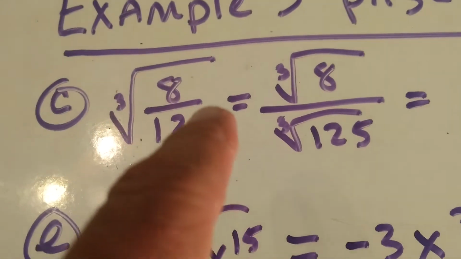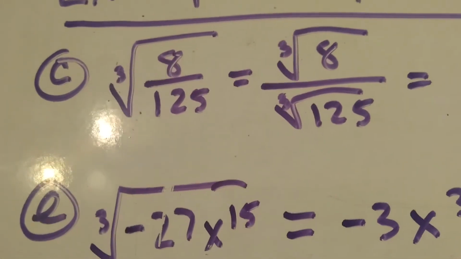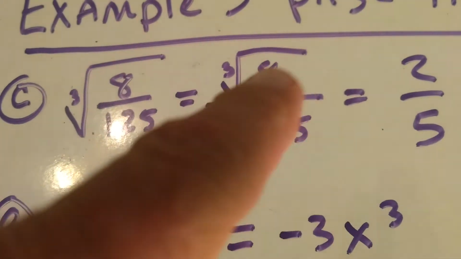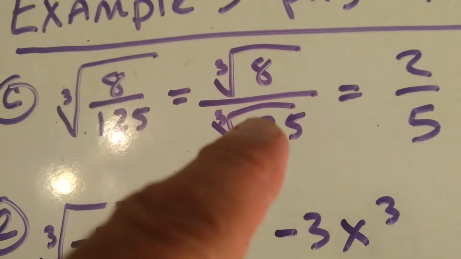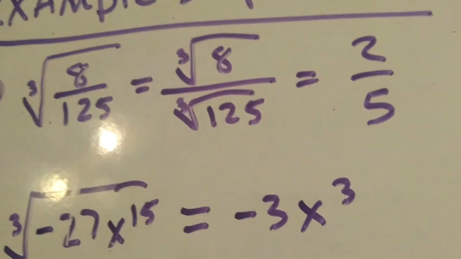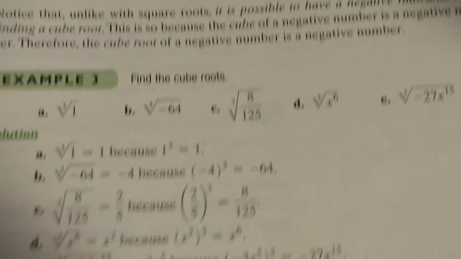I've got the cube root of 8 over 125. 8 over 125 doesn't reduce evenly, so I write them separately. Cube root of 8 over cube root of 125. Cube root of 8 is 2, cube root of 125 is 5, so there's my answer, 2/5. We do the same thing with all radicals.